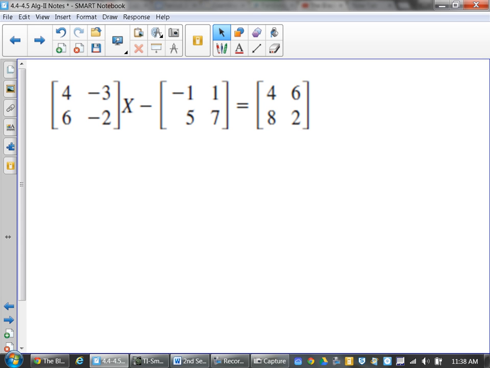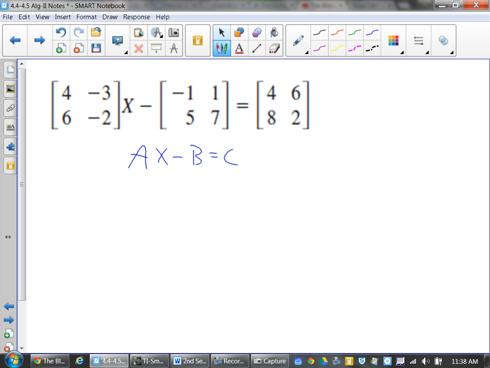AX minus B equals C. Think about what you have here, ladies and gentlemen. You have AX minus B is C. What do you move first? B. How do you move it? Add. So AX is going to equal B plus C. Then what do you do? Multiply by the inverse matrix to get X.